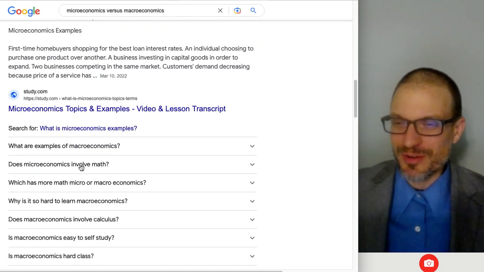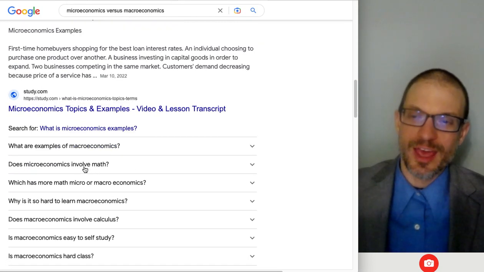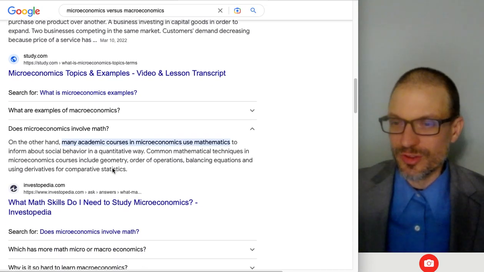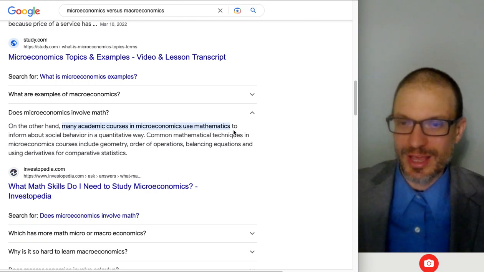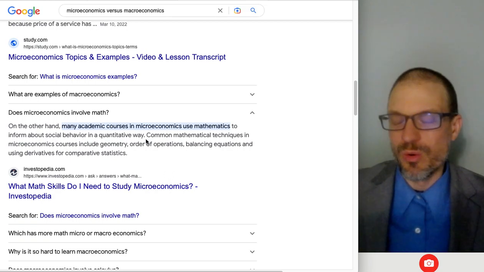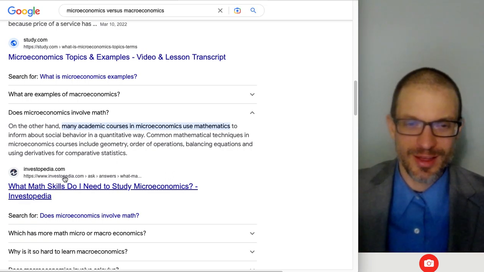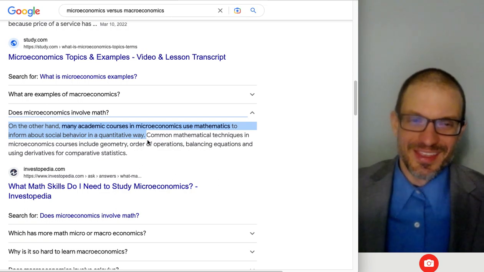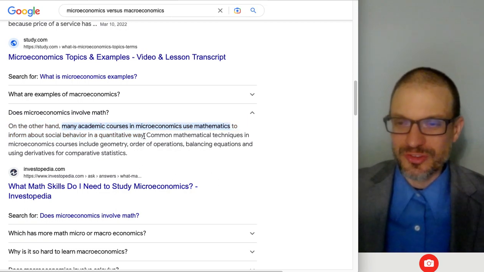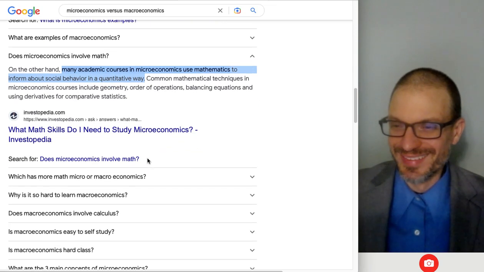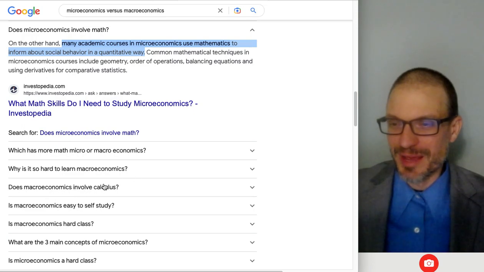So, does microeconomics involve math? Yeah, as much as necessary, but as little as possible is how I teach it. So what does it say? Many academic courses in microeconomics use mathematics to inform about social behavior in a quantitative. That's just a horrible way to say this. Investopedia, I tell you. Why? Think of like how. I don't know. So this is just a really awkward way to explain what they're trying to say. I don't know.